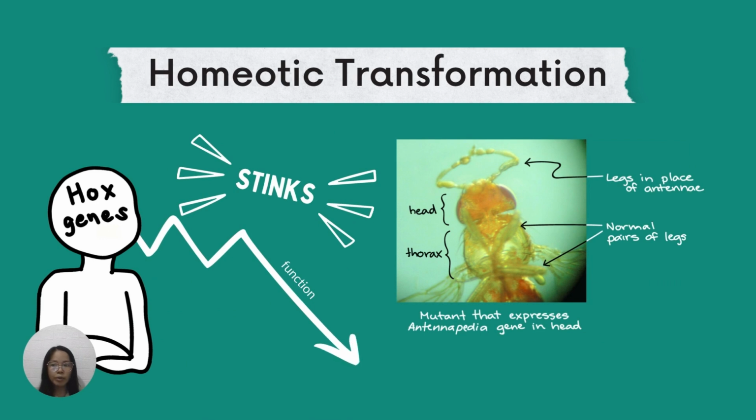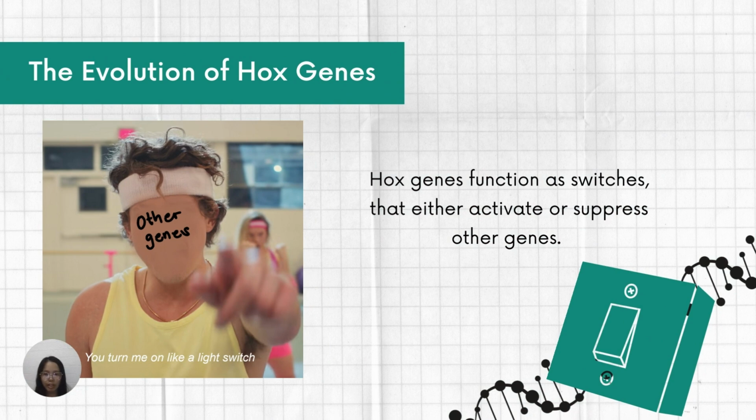On the other hand, homeotic transformation occurs when genes lack function, resulting in the replacement of one body part with another, typically in a specific segment of an organism's body plan. For example, as we can see here, the mutation expressed a gene called Antennapedia, causing the fruit fly's antennae to develop into legs. Hox genes can turn other genes in our body on or off, kind of like a light switch. I'll be explaining this concept a little bit further in the succeeding slides.